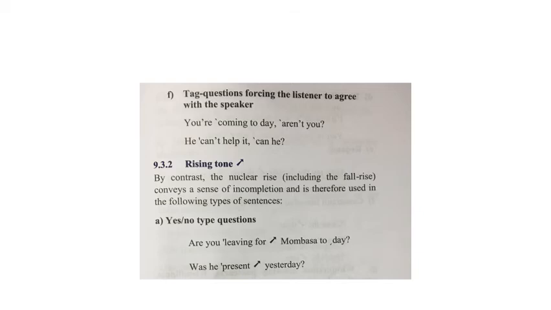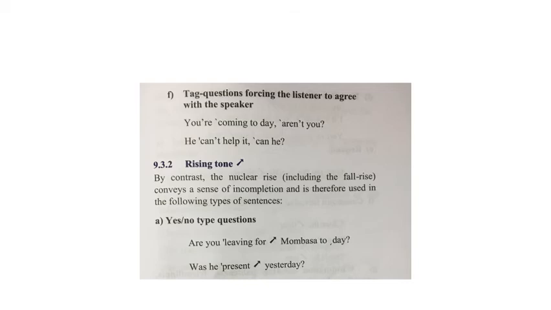طيب, and the last type is tag questions forcing the listener to agree with the speaker. Tag questions اللي بيكون منها الغرض إني أنا أجبر listener إنه يوافقني الرأي. زي مين؟ You're coming today, aren't you? إذا فيها falling intonation على the last part هنا. طيب, he can't help it, can he? برضو على can he، على tag question، هنا falling intonation. إذا أنا بفهم إنه the speaker is forcing the listener to agree with him or her.